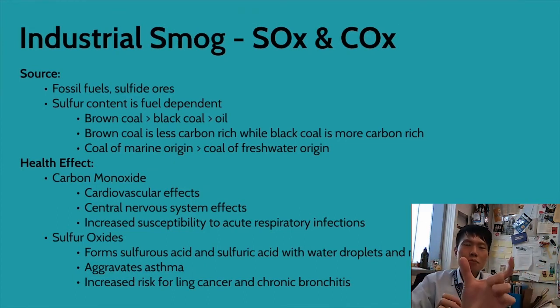Because imagine you have 100% scale, right? You have more sulfur means the constituent carbon is less, so it's proportional. So you have more carbon, you have less sulfur. Okay. So the coal of marine origin also contains higher sulfur, those by the coastline, as compared to the coal near the fresh water. This is something you should know a bit.